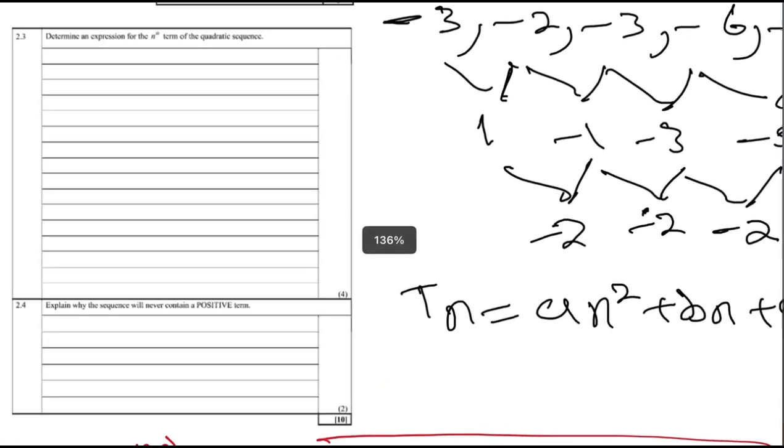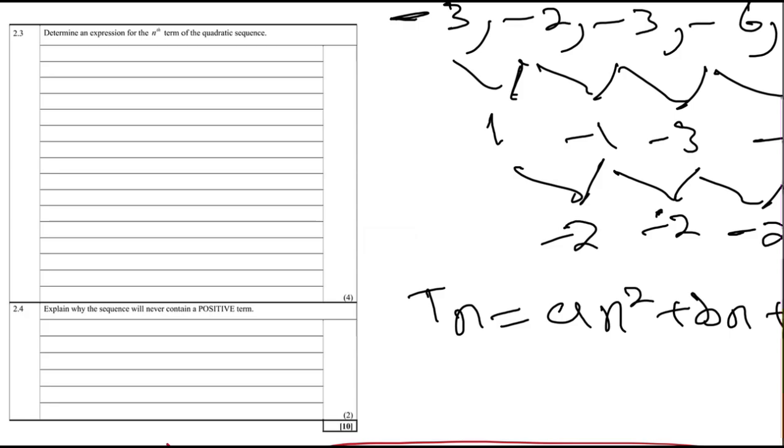Then we can now write it here. Tn is equal to an squared plus bn plus c. Our a is negative, so we'll have minus n squared plus 4n minus 6.